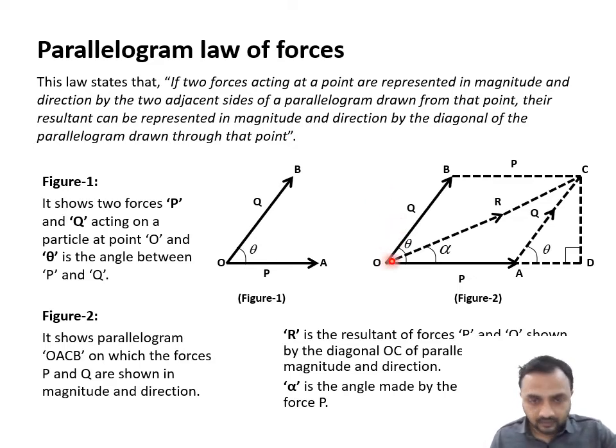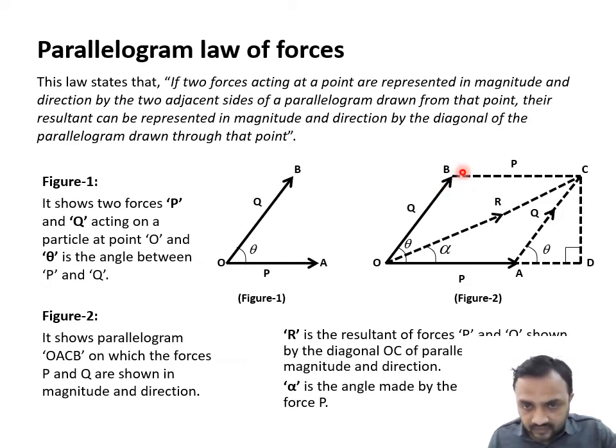Come to figure number 1. Here O is the point. At point O, P is one force and Q is another force acting at an angle theta. Now come to the second figure. The same thing is described here also. O is the point, P is one force and Q is another force.